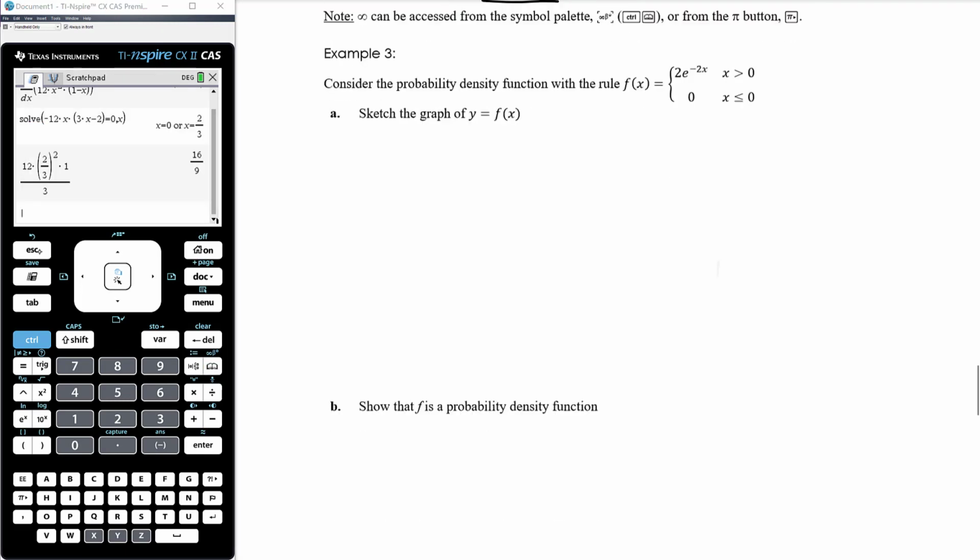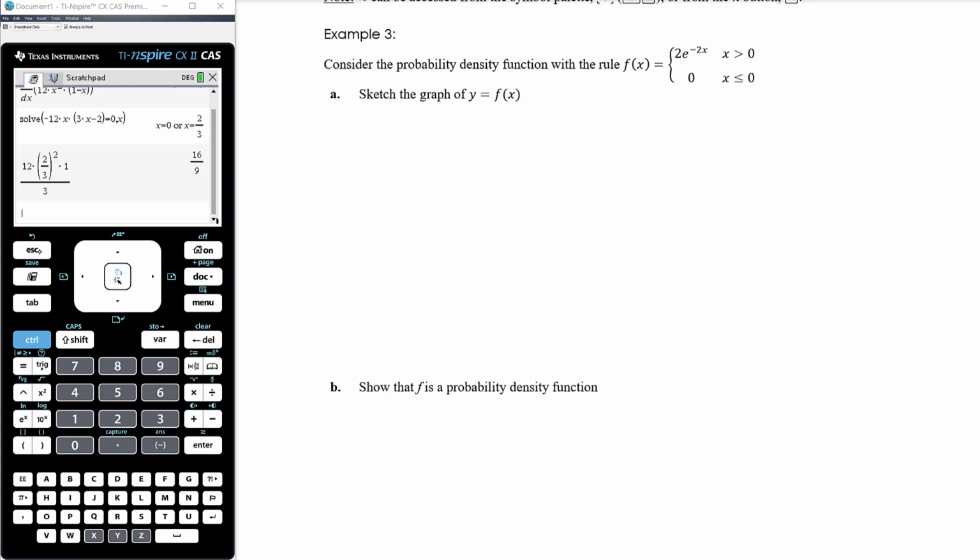Okay, so let's have a think about an example where we're going to need to integrate to infinity. Consider the probability density function with rule 2e to the negative 2x, where x is bigger than 0, and 0 where x is less than or equal to 0. So essentially this is a negative exponential going this way, but only for this bit here. Sorry, it actually doesn't include that endpoint. In terms of actually sketching it properly, it's going to be that, and then that.